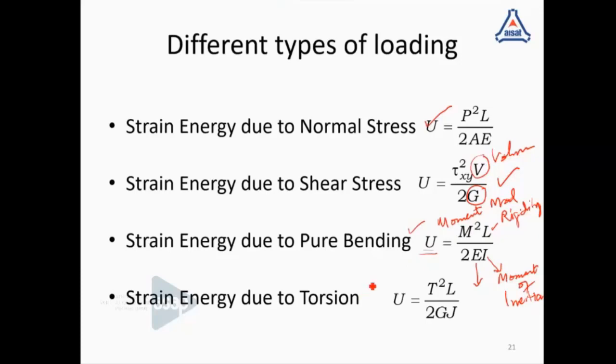And in a torsional loading, we will be applying a torque. A torque is applied to produce a twist in the loaded body. Here, L represents the length of the bar, G is the modulus of rigidity, and J is the polar moment of inertia.